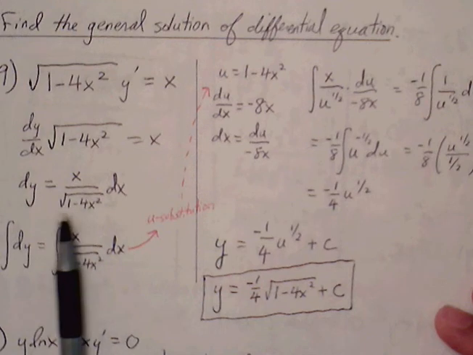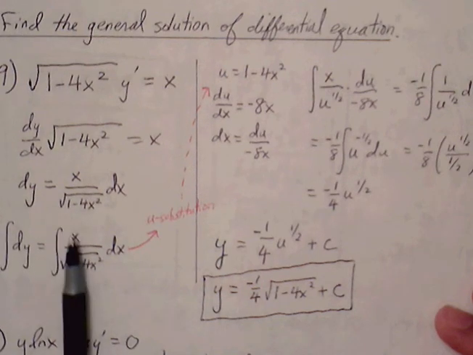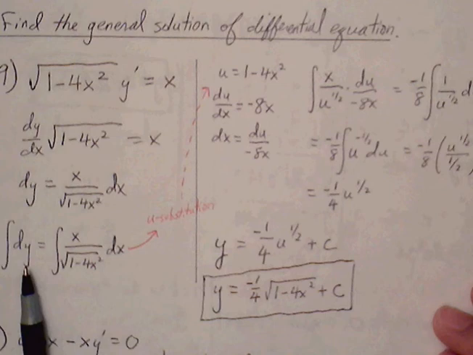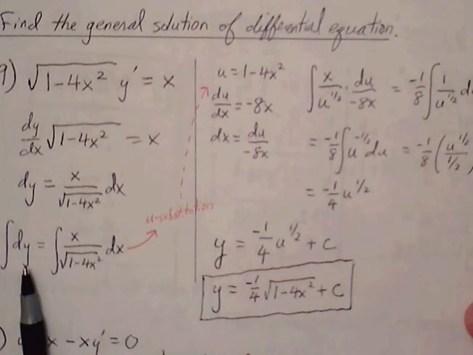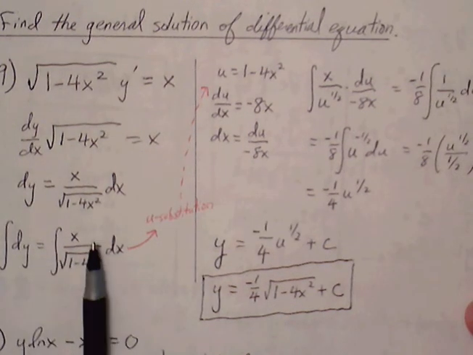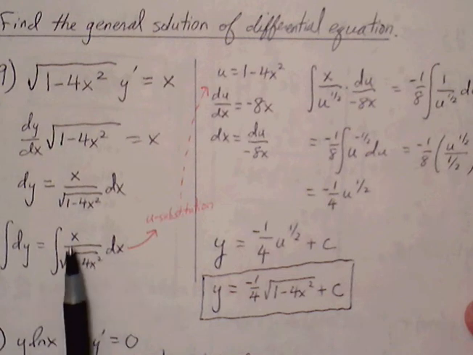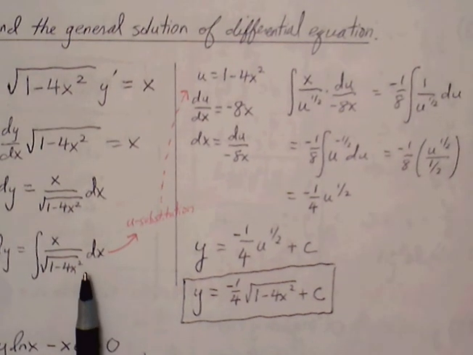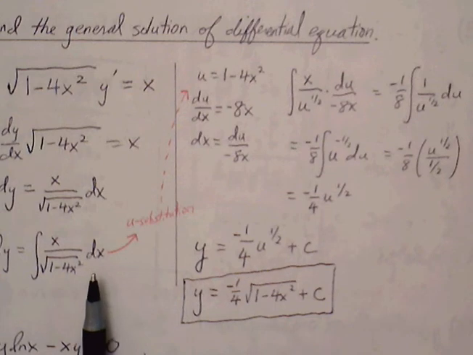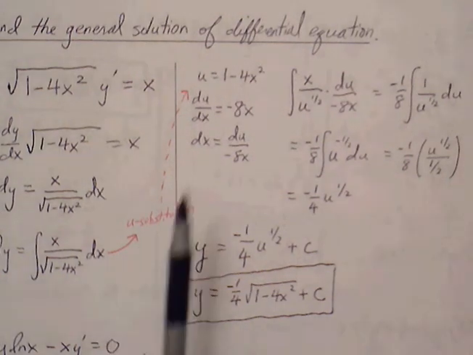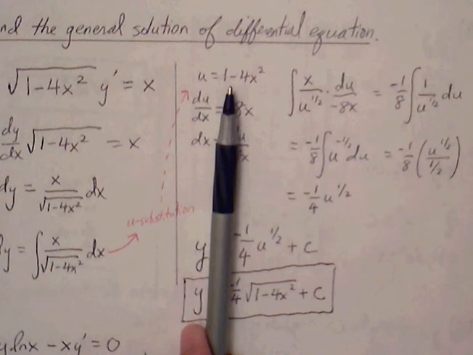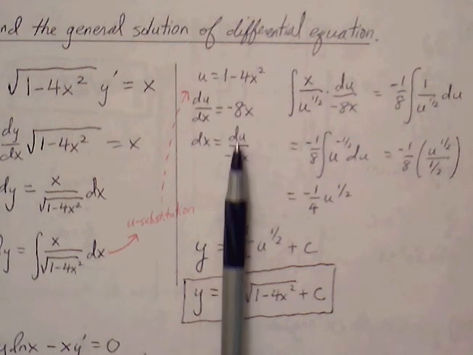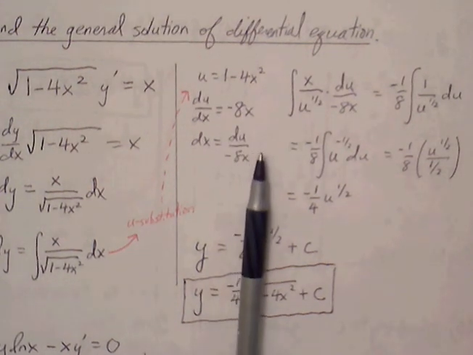And now we can take the integral of both sides. So the integral of dy will simply leave us with y. But on the right side, we have to go through u substitution. So we let the u value be what's inside the radical. We let u equal 1 minus 4x squared. du over dx is negative 8x. dx is du over negative 8x.